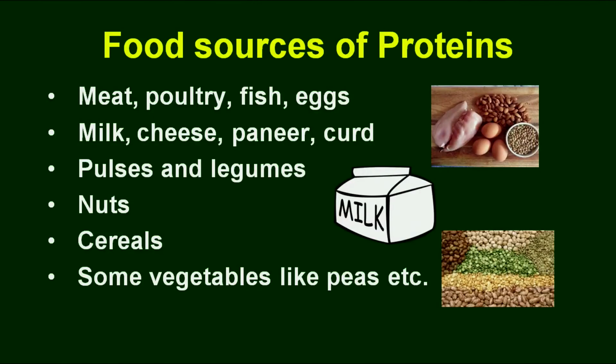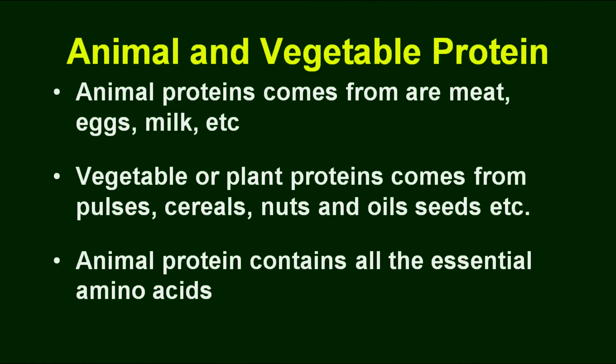And you can get that protein from the animal sources like meat, poultry, fish, egg, milk, cheese, paneer, curd, etc. And you can also get the protein from vegetable sources like cereals, pulses, legumes, nuts, and some vegetables like peas also contain the protein. Let us understand the animal proteins come from the meat, egg, milk, etc.